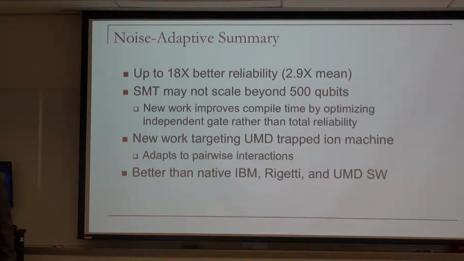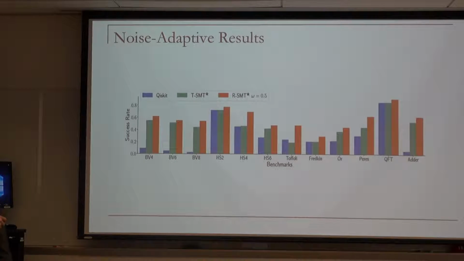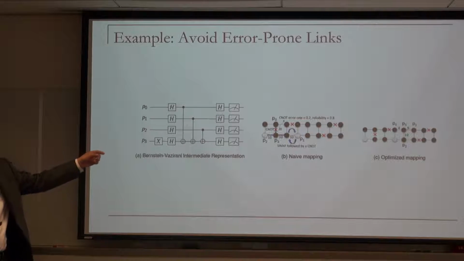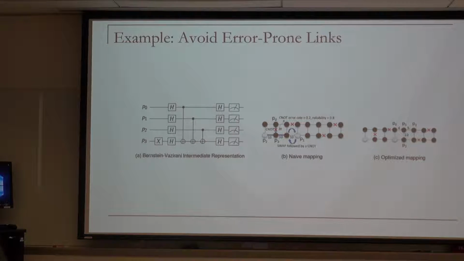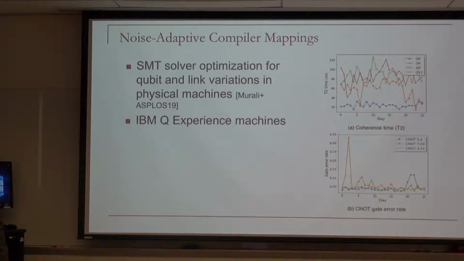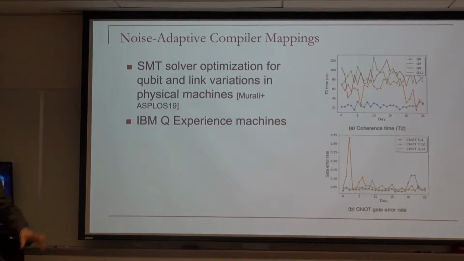That's right. They publish that every day. We would need to have that. I mean, the whole point of this particular work is to adapt to the irregularity or variation in the machine, right? So we have to know what the variation is.